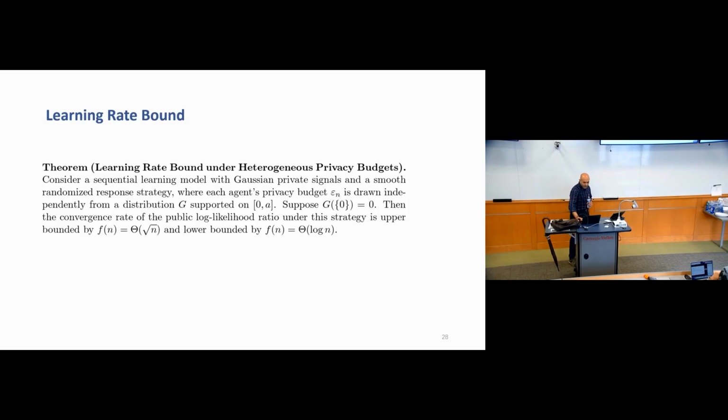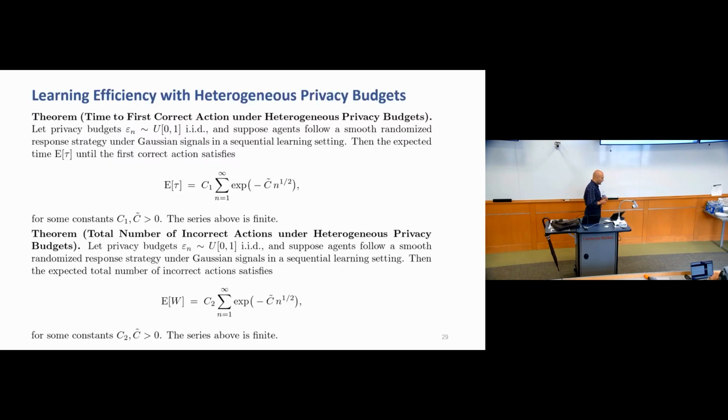So these are basically the gist of the results, and we can get similar results for the expected number of the two non-asymptotic measures of efficiency of learning. So they remain similarly finite under heterogeneous privacy budget.